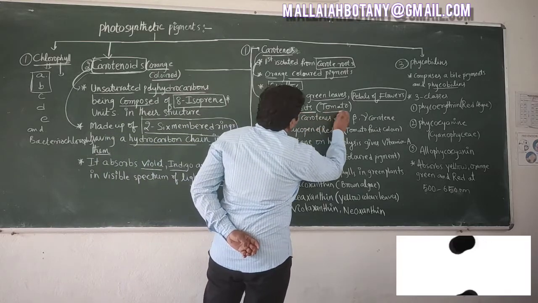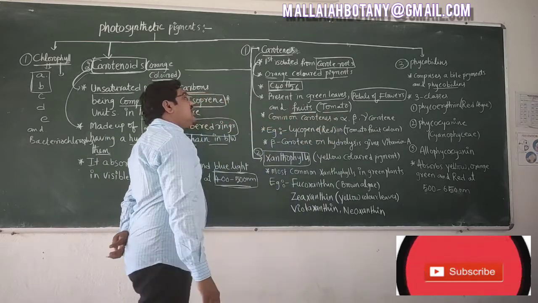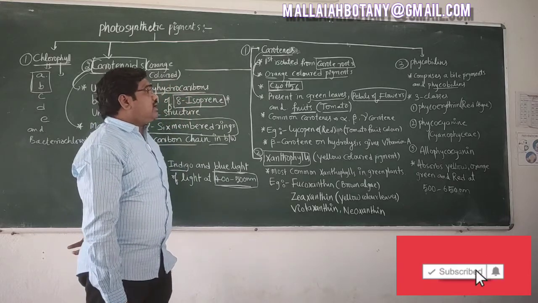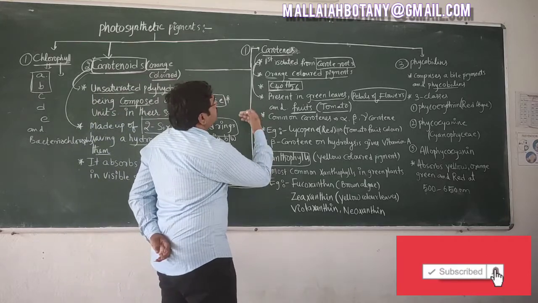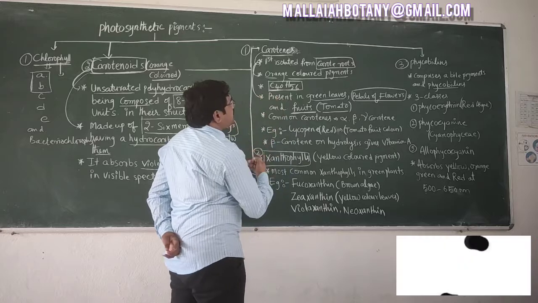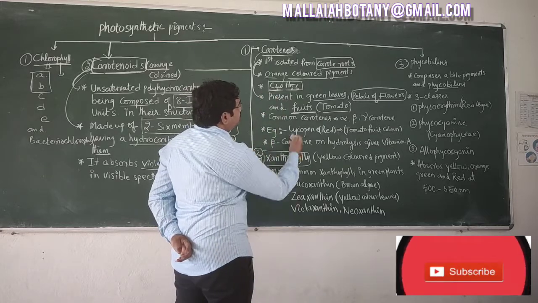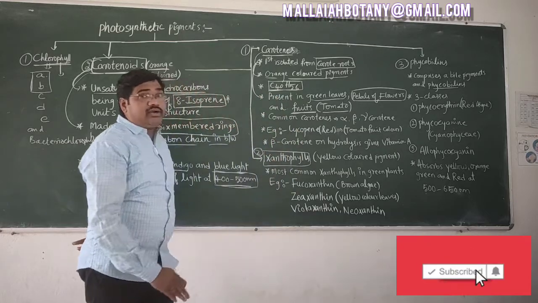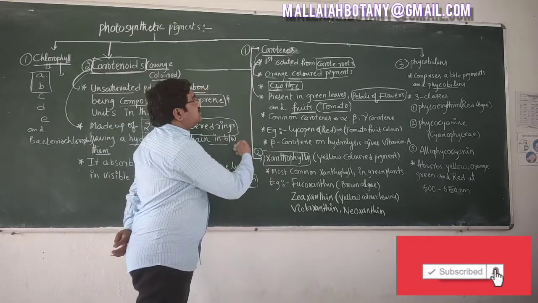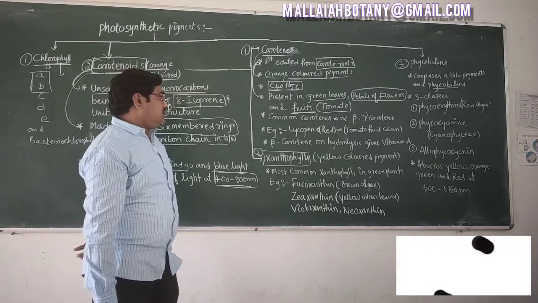For example, the tomato appears red in color because carotene pigments are there. The lemon fruit appears yellow in color because carotene pigments are present.